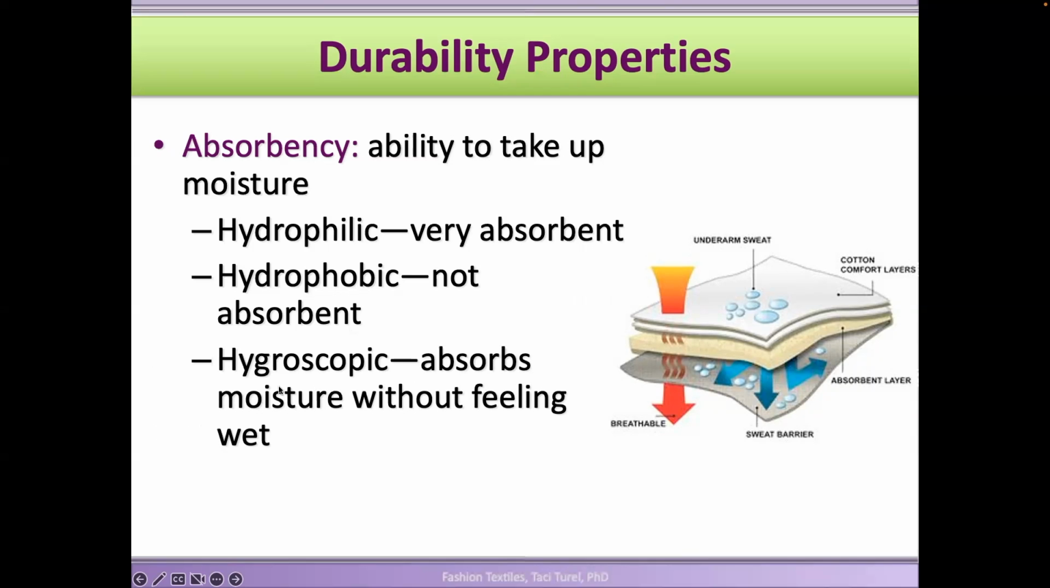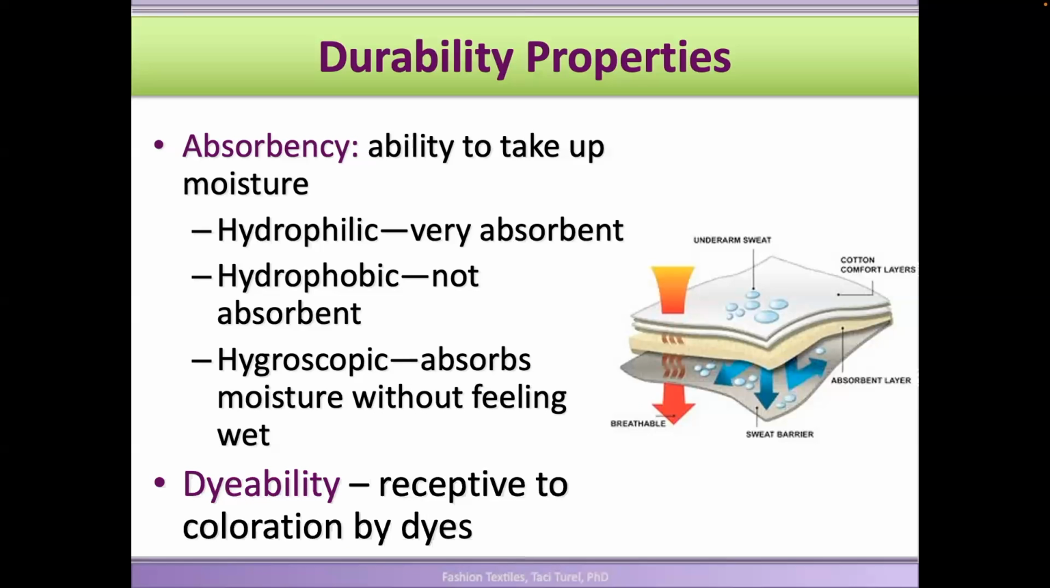Another term we use for absorption properties is hygroscopic. And this is the ability to absorb moisture without feeling wet. So this is the difference between a cotton shirt and a wool shirt. If you have a cotton shirt and you just drop a glass of water on it, you're going to feel wet. Your fabric is going to feel wet. It's going to get wet. But if you have a wool sweater and you drop some water on it, you usually don't really feel that wet. And you can't see the wetness on the sweater. So that kind of fabrics are hygroscopic.